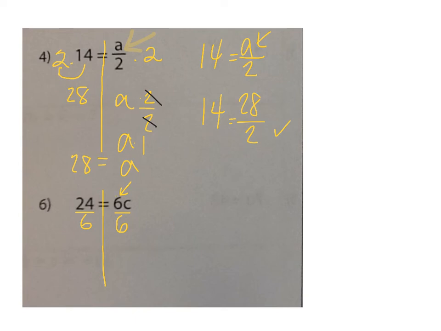So 6 divided by 6 is 1, and leaves us with c, 1c, or we just write it as c. And 24 divided by 6 is equal to 4. Therefore, c is equal to 4. Now let's check that. 24 is equal to 6c. If we substitute c with 4, 4 times 6 is equal to 24. And that's a check.